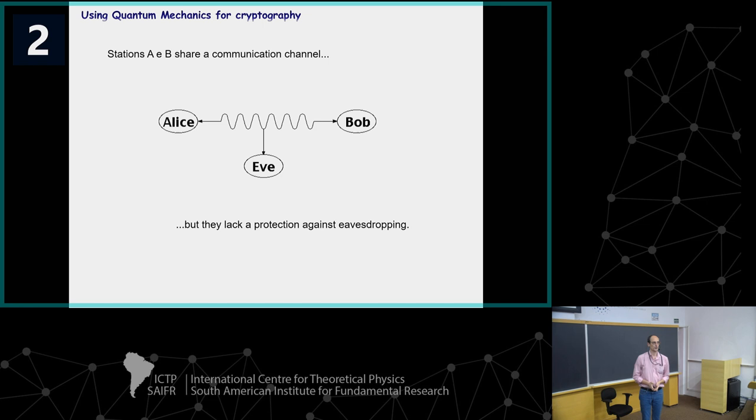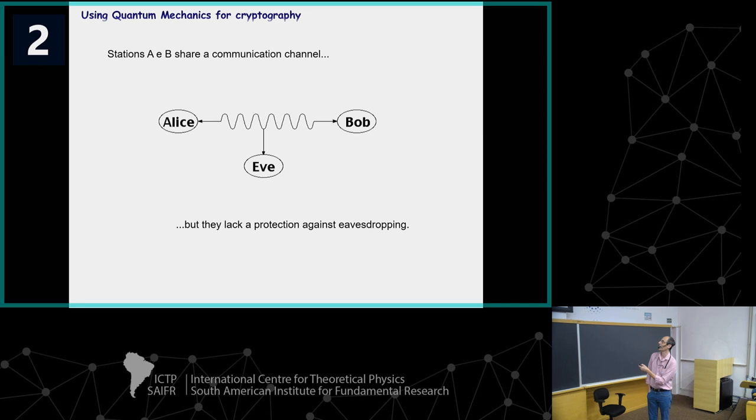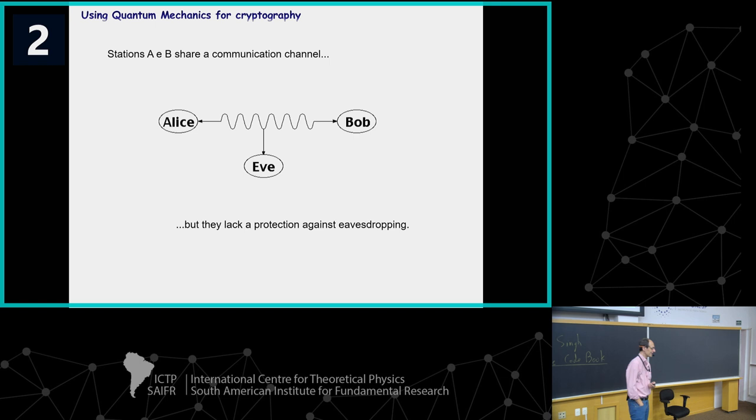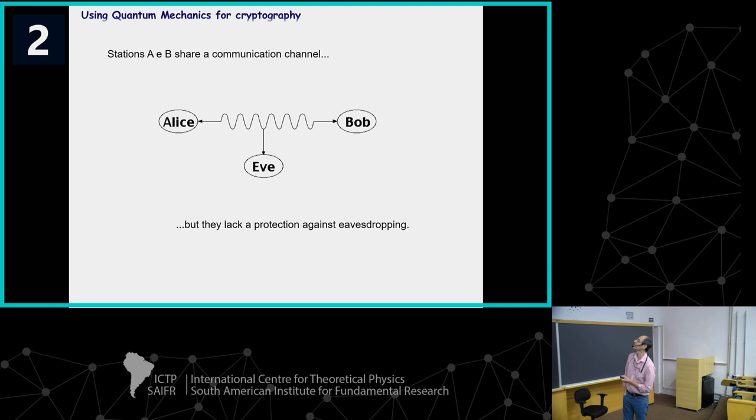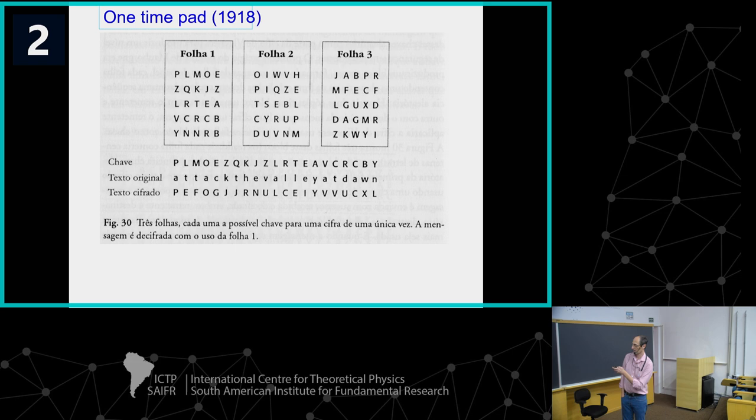So you want to send information from Alice to Bob. They have a communication channel, but it's prone to the attack of an eavesdropper. Now I present you Alice, Bob, and Eve, the usual players in the whole history. I will spare you images of Alice in Wonderland, Bob Marley, SpongeBob SquarePants, Alice Cooper, and so forth. Let's call them Alice, Bob, and Eve.